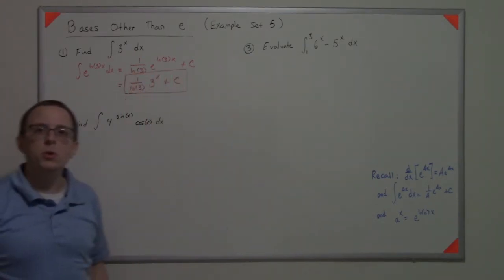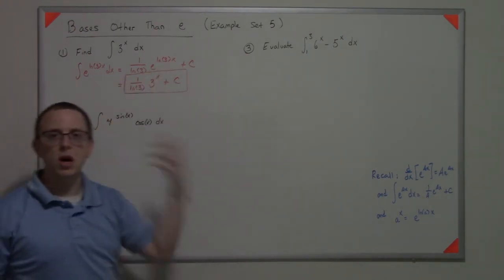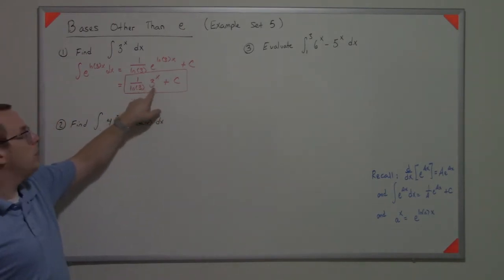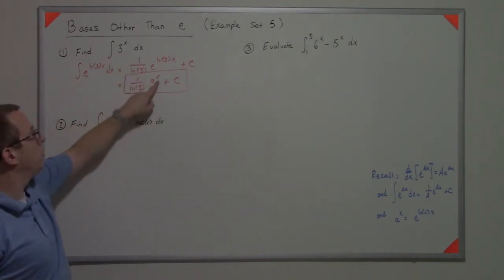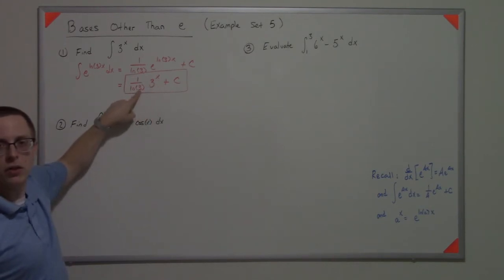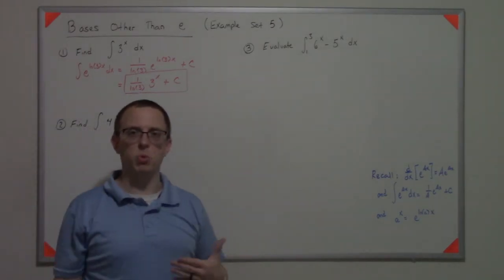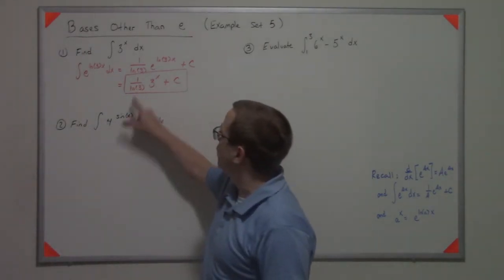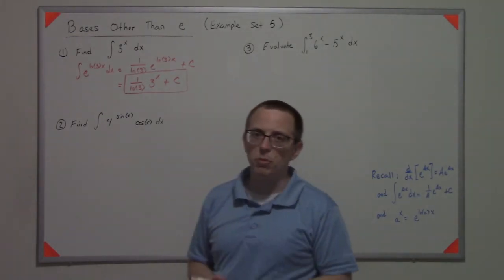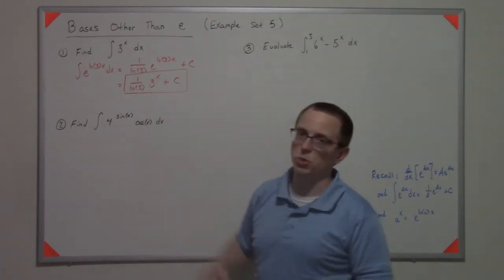Now we want to get to a point where we're not doing this piece, because that's a lot of work to just get here. What you notice is that when you take the antiderivative, you get the original function divided by the log of the base. That's how we want to think about these problems: the original function divided by the log of the base.